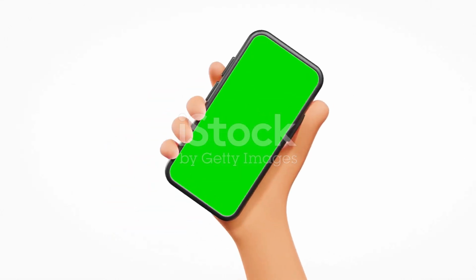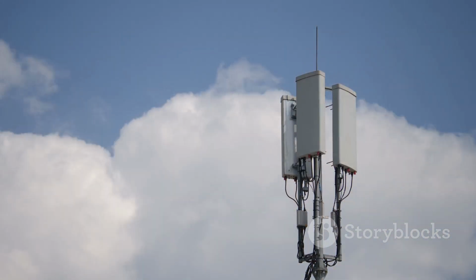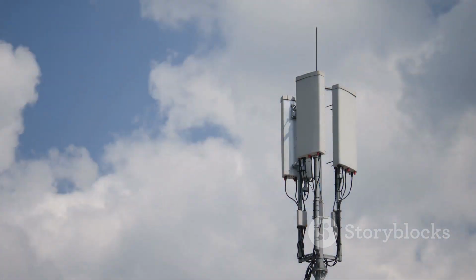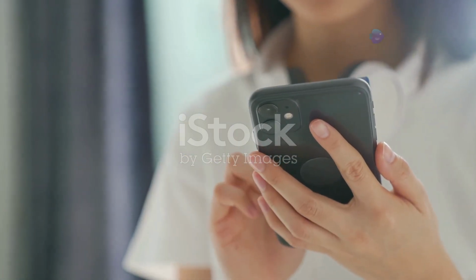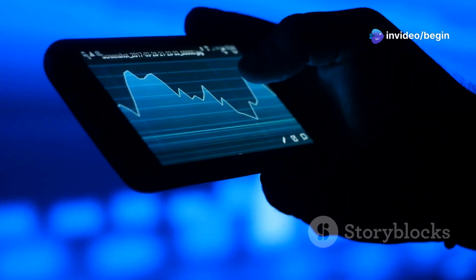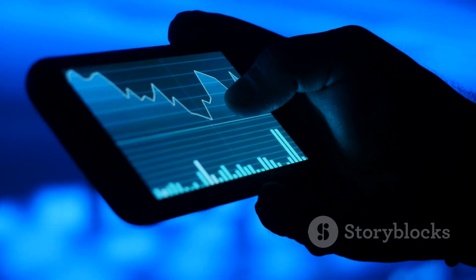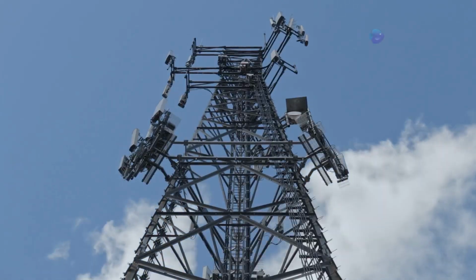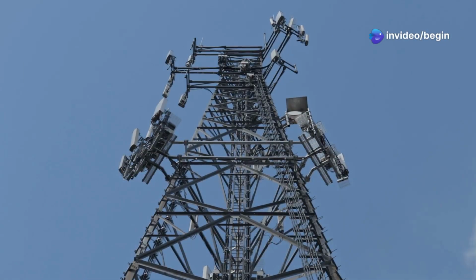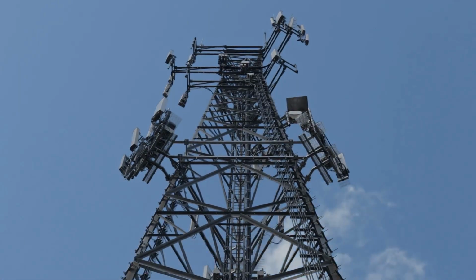From the moment you turn on your phone, PCI comes into play. During the initial cell search, your phone scans for available networks by identifying the PCIs being broadcasted. Once it finds a suitable network, it uses the PCI to synchronize with the cell and establish a connection. Throughout your phone call or browsing session, PCI continues to play a vital role in maintaining a stable connection. As you move, your phone constantly measures the signal strength of surrounding cells, identifying them by their unique PCIs. When the signal from your current cell weakens, your phone initiates a handover to a neighboring cell with a stronger signal, ensuring a seamless transition.